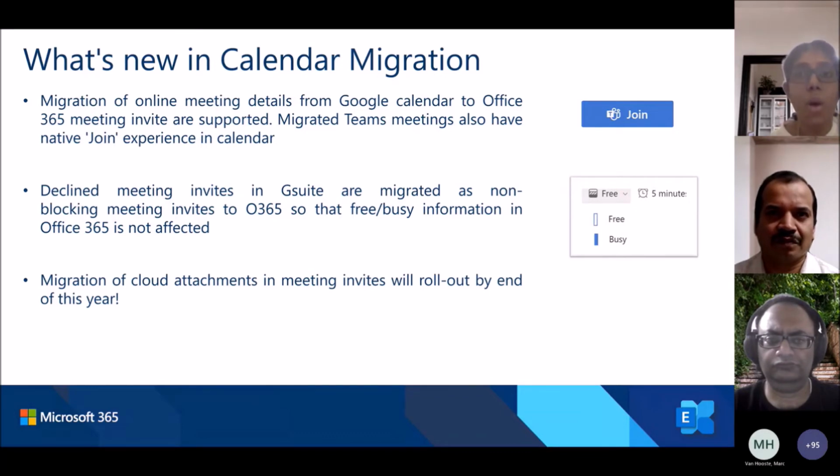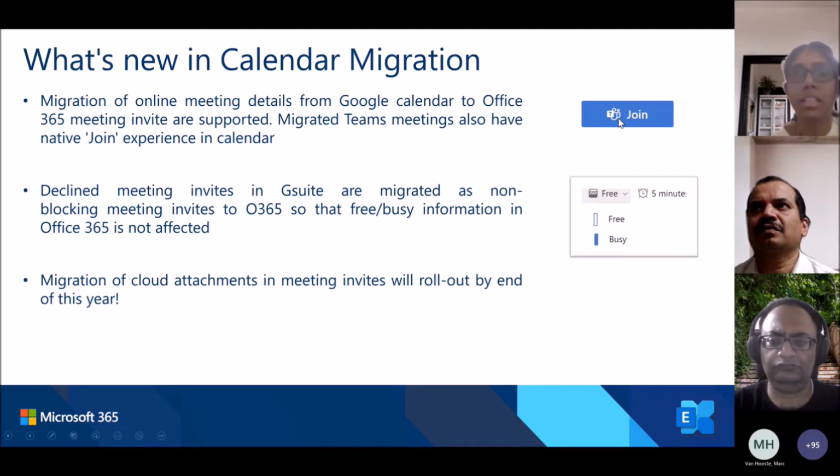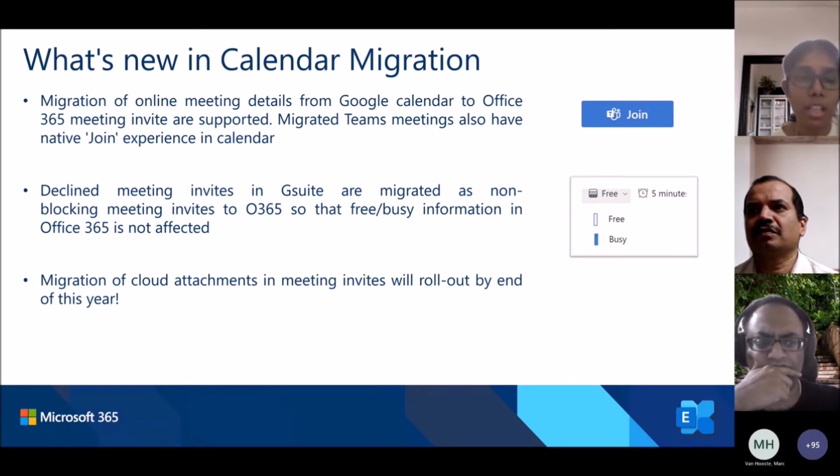So the first one is when a meeting invite with online meeting details is migrated from Google Calendar to O365, then the online meetings will also get migrated now. This can be either Zoom, Cisco WebEx, or Teams meeting details. All of them get migrated as is. And if the migrated meeting invite has Teams meeting coordinates, then we ensure that the Teams meeting gets native join experience in Outlook after migration. So this is available worldwide now.